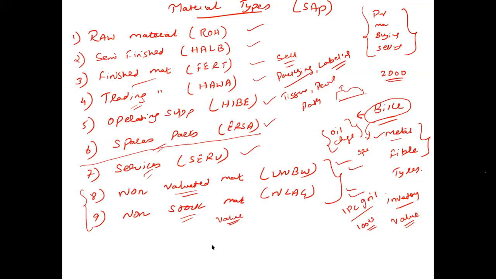Trading material is nothing but, for example, you are purchasing some material. Let me take an example of Amazon. Under Amazon, there are some distributors, right? Amazon is supplying the material to the distributor, and the distributor is packing that material and delivering it to the customers, right? So you are getting the material from Amazon and you are just packing the material and sending it to the customer. That is trading. Okay.